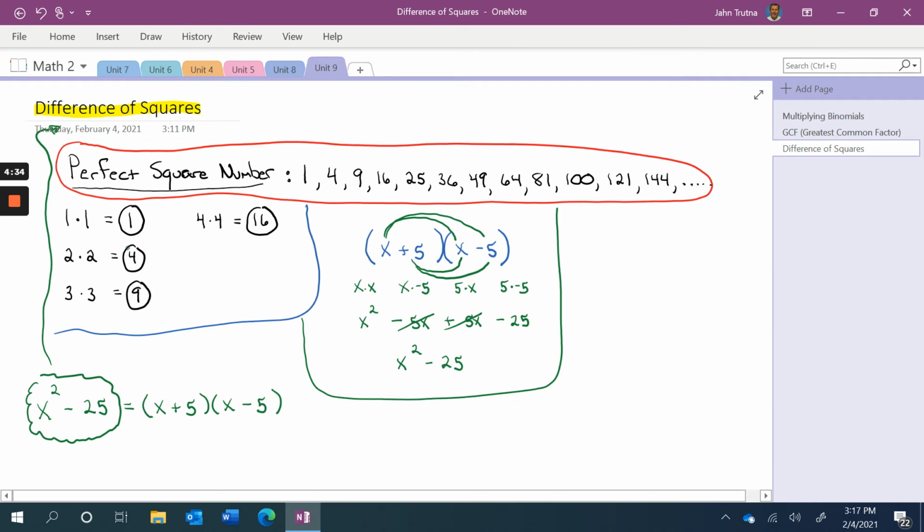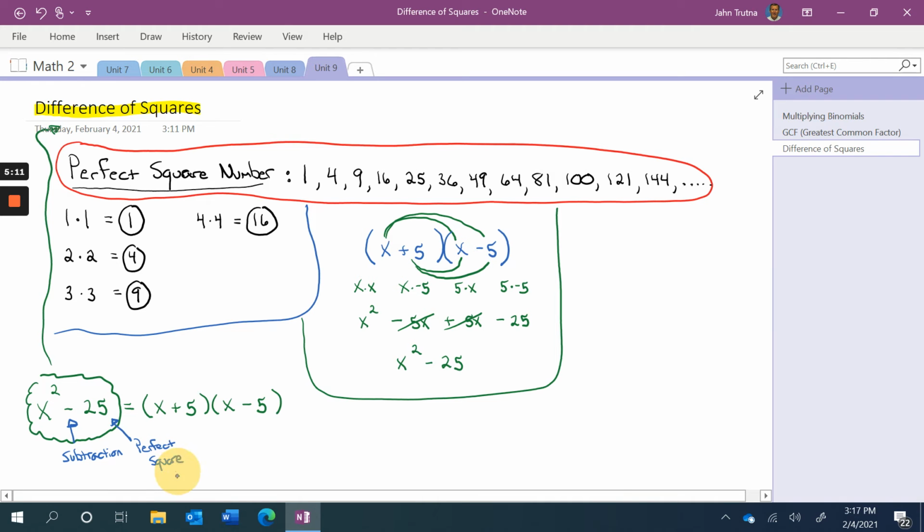And the difference of squares is a special factoring rule. You run across this type of problem when it looks like x squared minus 25, where a couple of things have to happen. First of all, it has to be a subtraction problem, and the numbers that you see have to be perfect square numbers. Any numerical value that you see has to be a perfect square number.